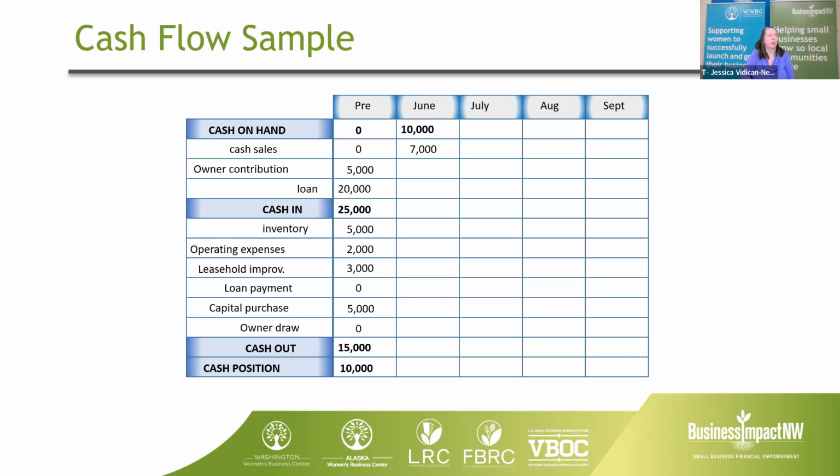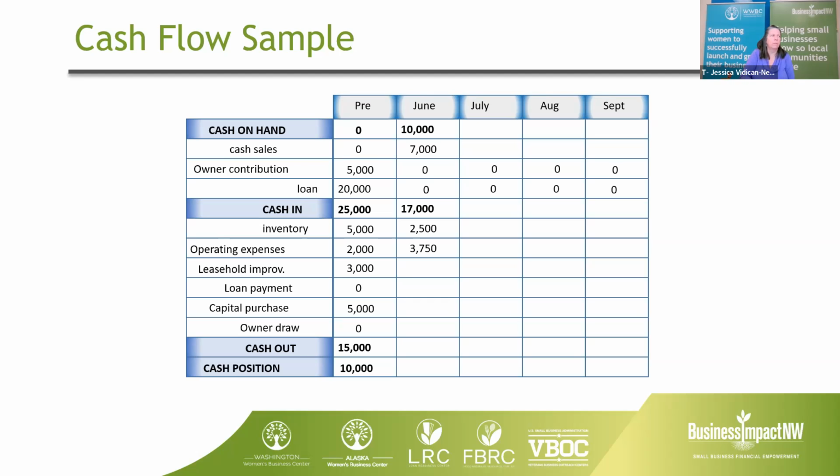And then you have your cash sales. You actually made some sales that month. The owner didn't put anything in this month or the next few months, and so it's going to extrapolate a little faster. Then you'll have your cash in of that 17. You have the 10,000 from the previous month plus the 7,000 that you made in sales.